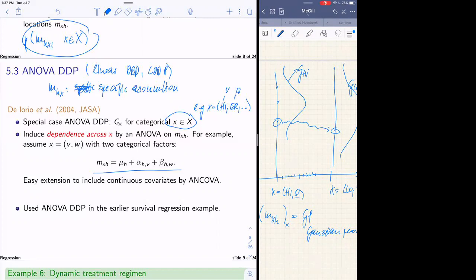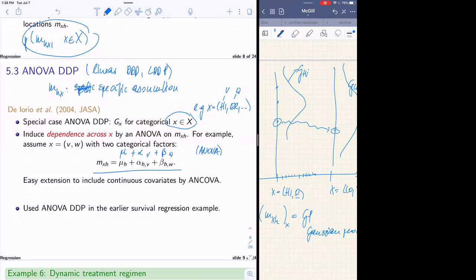And maybe the V can be 0, 1 and the W can be 0, 1. If you write down an ANOVA model for two factors, dose and ER, then you might parameterize it as overall mean plus a main effect for dose plus a main effect for ER. And that could be a basic parameterization of an ANOVA. And that's exactly what we do.